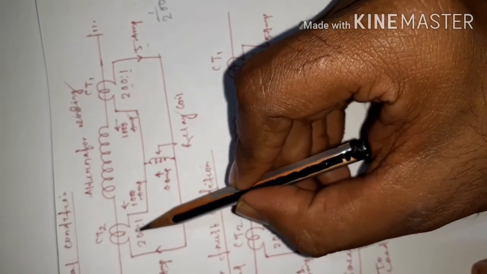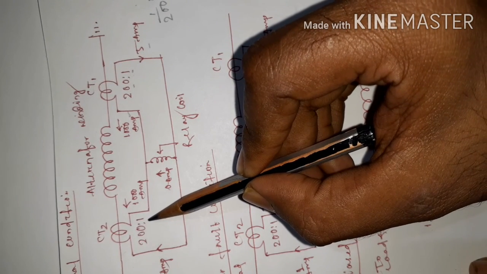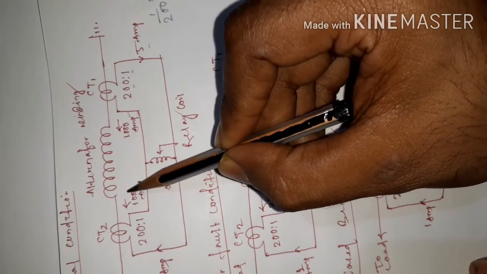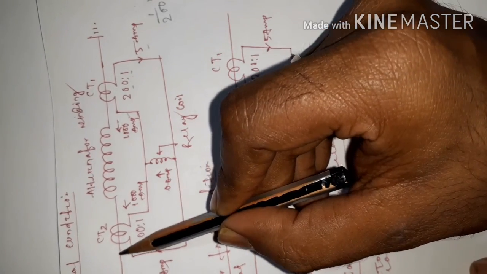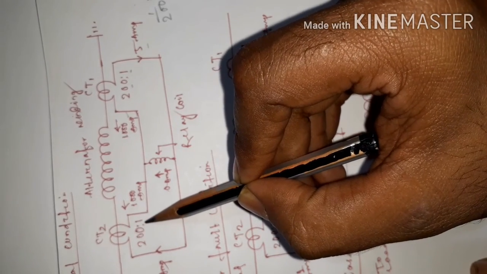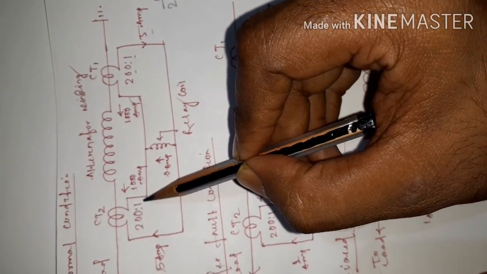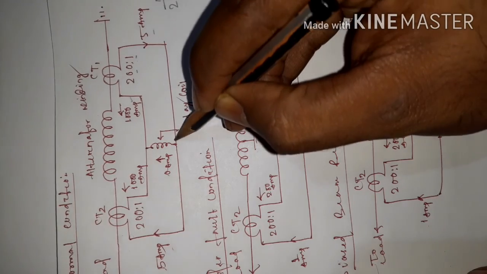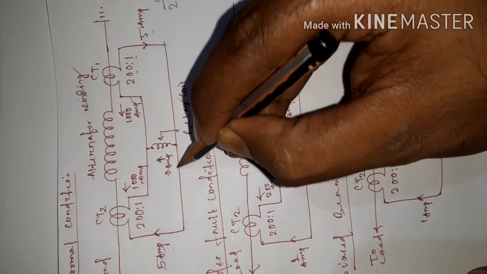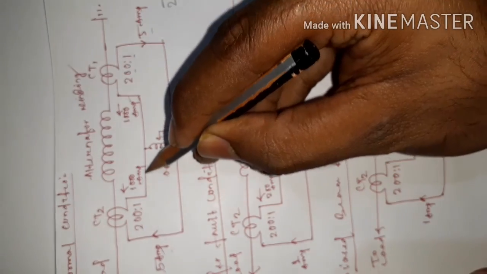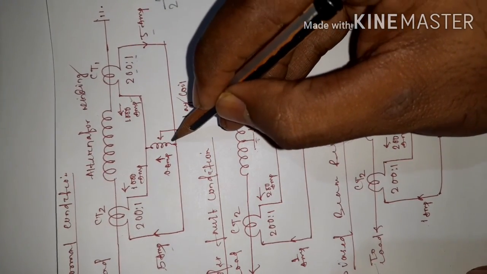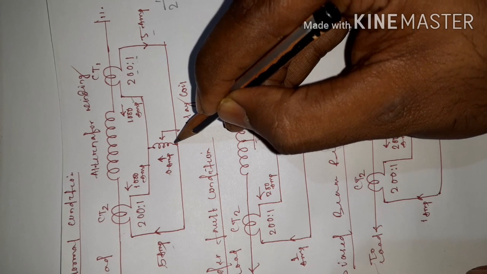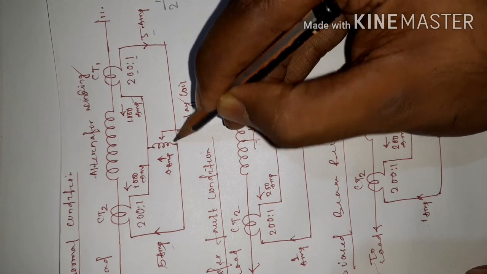Similarly, CT2 has the same rating of 200:1. When 1000 ampere current is flowing through the CT2 primary side, its secondary side also shows 5 ampere. So this 5 ampere current flows in this direction, and the total current passes through in this way and closes the path. The amount of current flowing through this relay operating coil is 0 ampere under normal operating condition, so this relay is not able to operate.